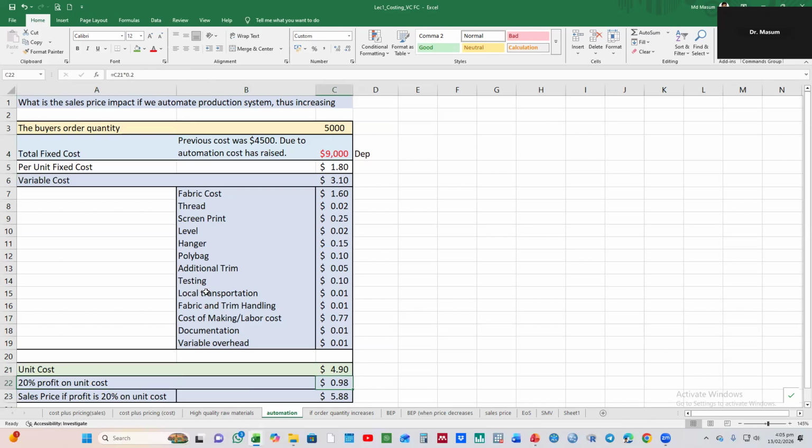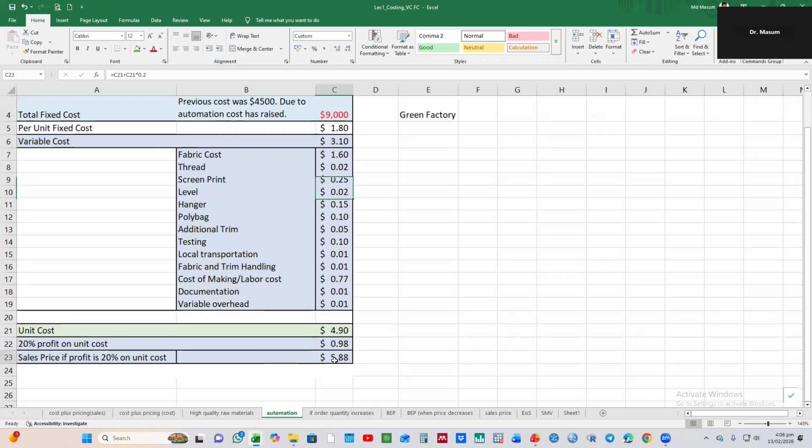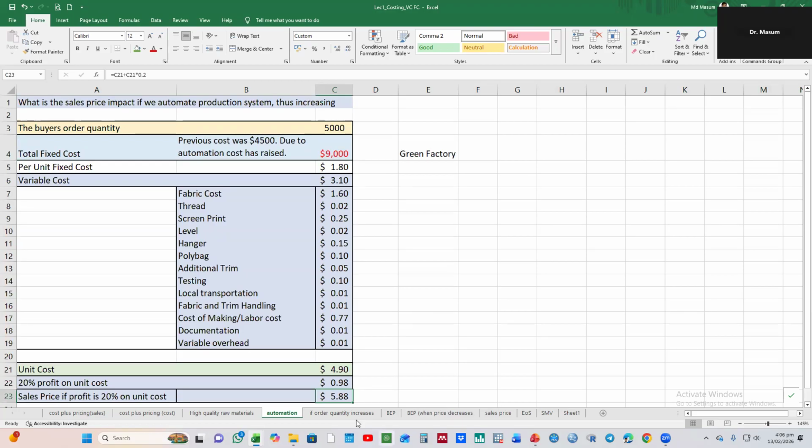So that means when you are negotiating with the buyer, you are thinking about many different factors. Maybe, say for an example, you are thinking that you are now green factory. So to become the green factory, what will happen? Your maintenance fixed cost will increase. Maybe because of automation or making the factory environmentally friendly, your fixed cost may increase. You have to charge that fixed cost when you are selling the price, when you're negotiating with the buyer.